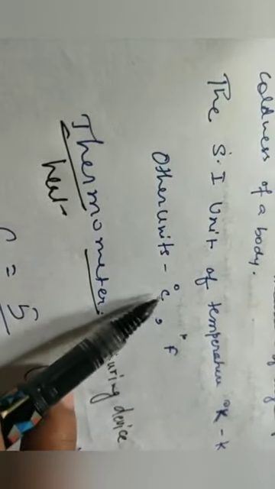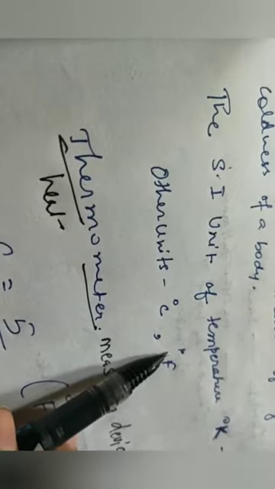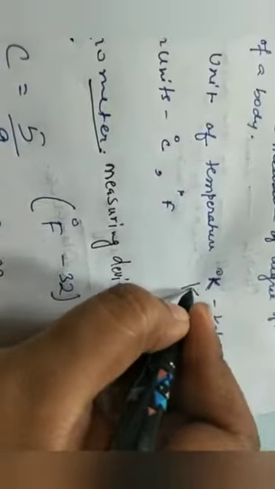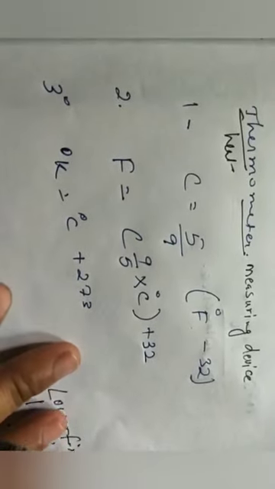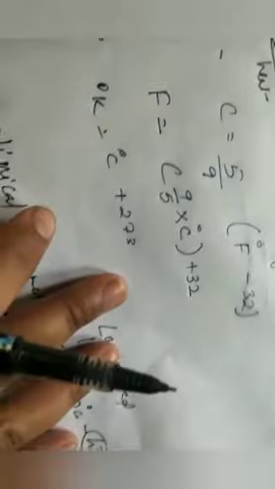Now see, the SI unit of temperature is the Kelvin. The other units are degree Celsius and degree Fahrenheit. All these units are interchangeable. Kelvin is written with a capital K, which is the standard unit. Now you see here the formulas to convert from one unit to another.